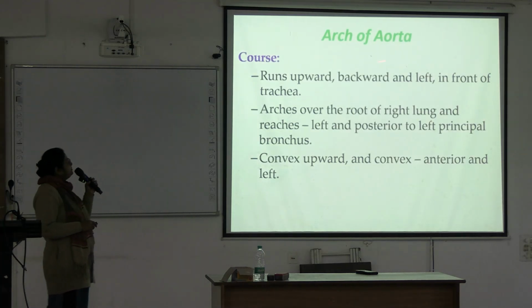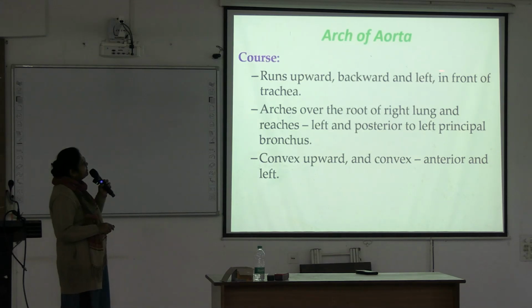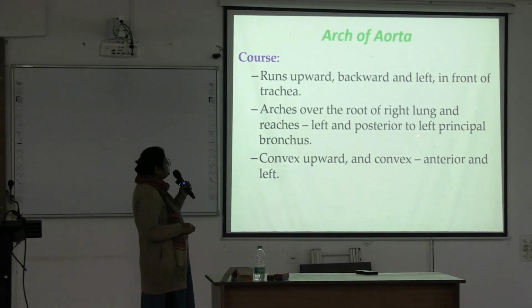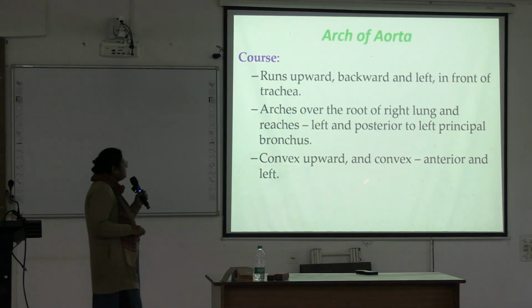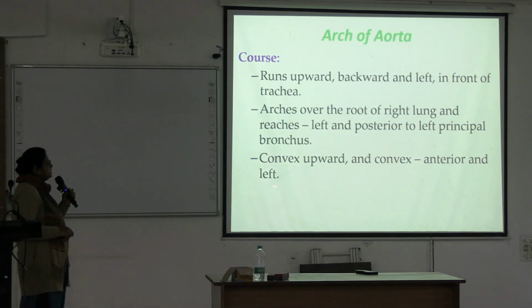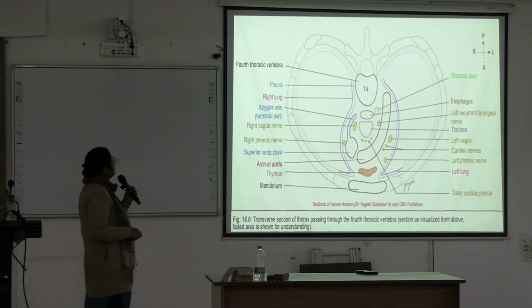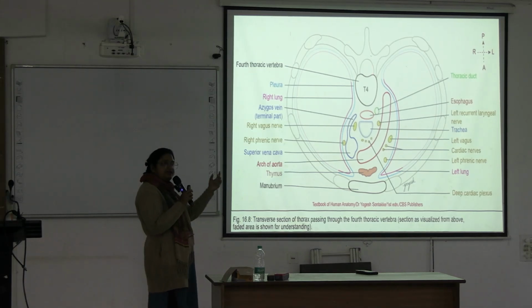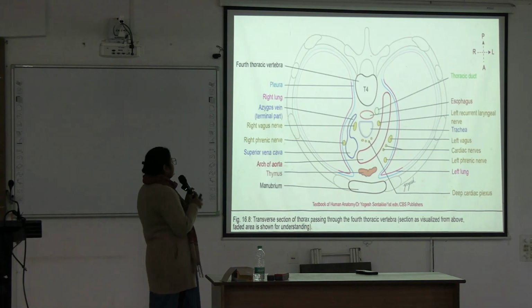What is the course of the arch of the aorta? It runs upward, backward, and to the left in front of the trachea, arches over the root of the right lung, and reaches the left and posterior to the left principal bronchus. It is convex upward, convex anteriorly, and convex to the left. See here, this is the course. It descends on the left side of the vertebral body. From here it arches upward, backward, and then to the left side.